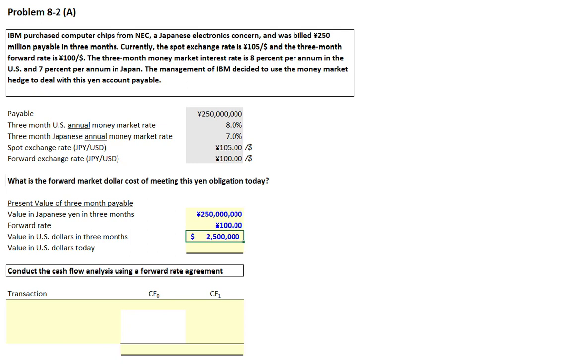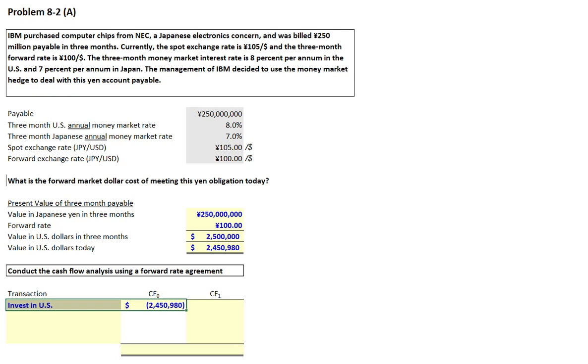Of course, we don't need that now, but we need that in 3 months. How much will we need to set aside now? We simply discount that back at the 8% annual interest rate for 3 months, which means today the present value of that obligation in US dollars, if we were to use a forward rate agreement, would be $2,450,980. So we need to set aside that money today.